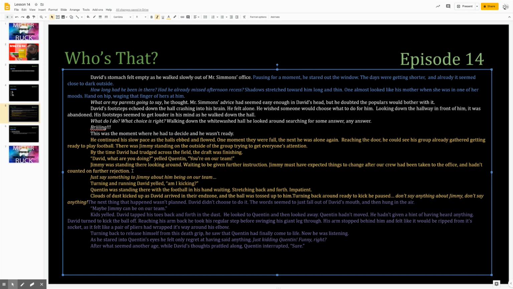Okay, so we had some uses of pronouns where it was "the ball was tossed up to him," and "he paused." But these are all in the same paragraph as David arriving in the end zone, and I think it's pretty clear who we're talking about. So now I'm in the first part of the purple. "The next thing that happened wasn't planned. David didn't choose to do it."